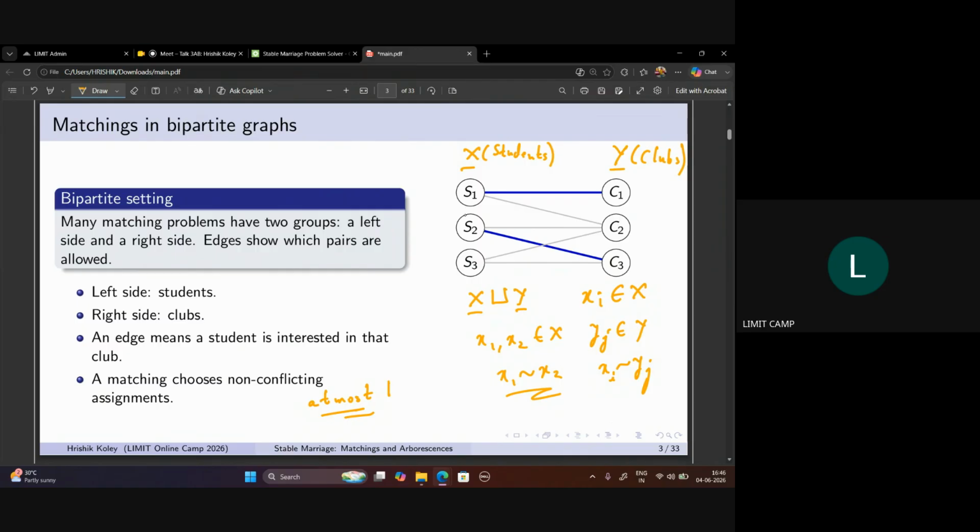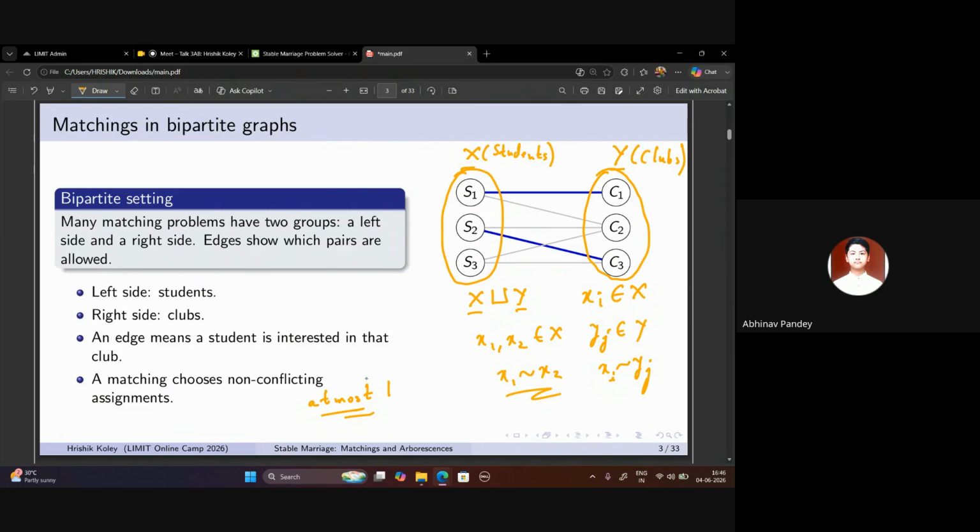There can be no edges between students, because in the practical scenario, students are not joining students and clubs are not joining clubs. So that is the main point of bipartite graphs. Within this set, there are no edges between the vertices, and within this set, there are no edges between the vertices. It's just from one of the sets to the other.